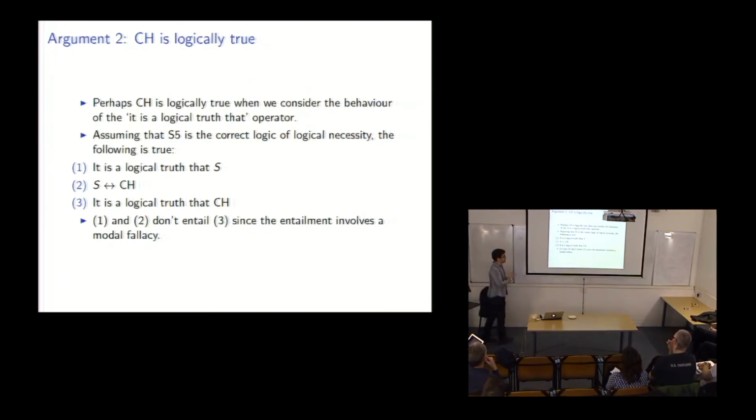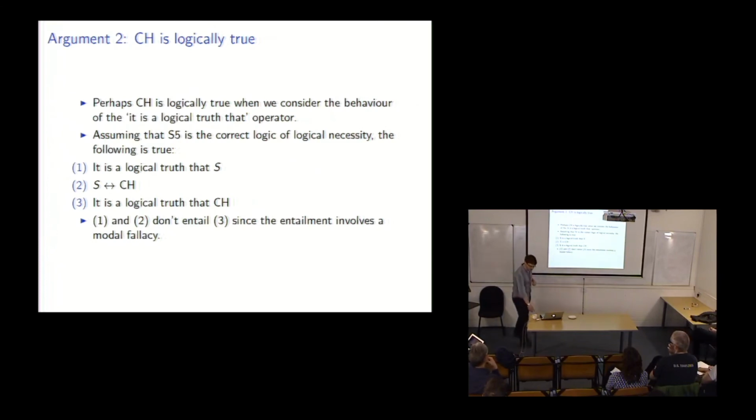Maybe you want to run something like that sort of argument. Problem here is, let's assume that the correct logic to treat this "it's a logical truth that" operator is S5, modal logic S5. That's usually taken to be the logic of logical necessity. Let's say it's S5. The problem is this is going to be an S5 fallacy. The argument from 1 and 2 to 3 is not going to be a valid argument of S5.